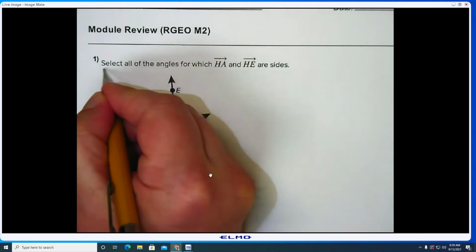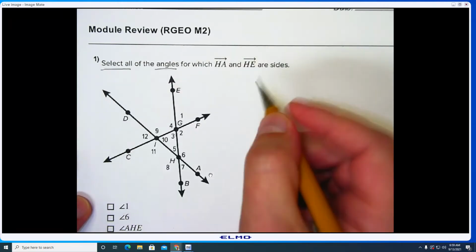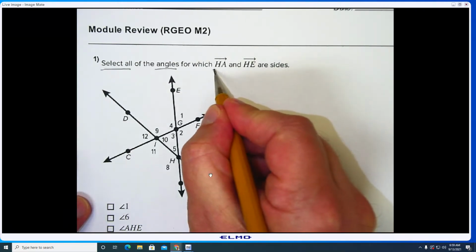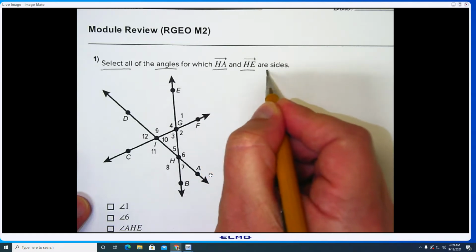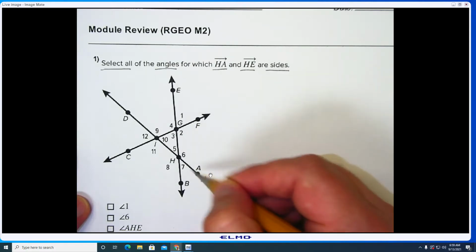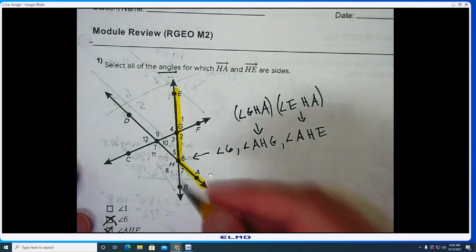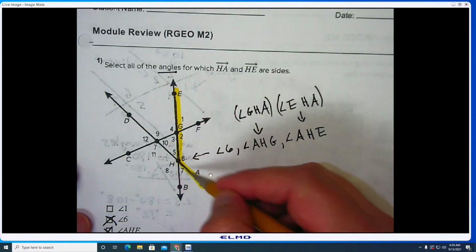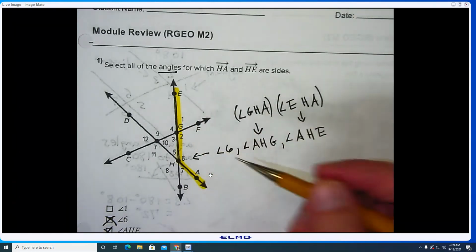We are asked to select all of the angles for which ray HA and ray HE are sides. So we need to find HA and HE. There they are right there. Sometimes it helps to highlight it so we can actually see what angle they're talking about. So that would be this angle right here.